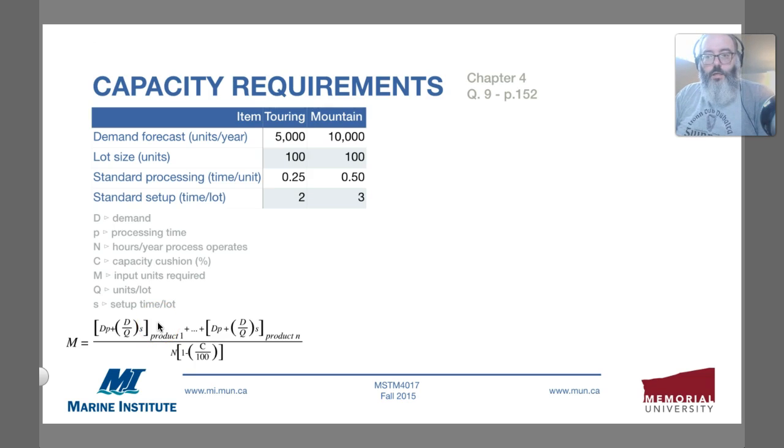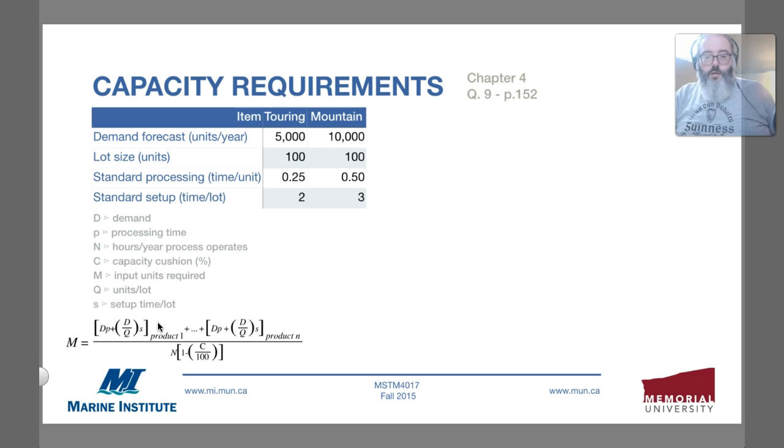Okay, this is another example out of the book in chapter 4. It's question 9 on page 152. It's about capacity requirements for a bicycle manufacturer, the Tough Rider Incorporated. And at the end of it, basically, they need to know how many workstations they're going to need for the coming year to meet the demand forecast.